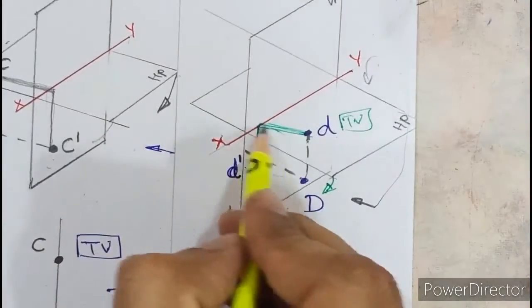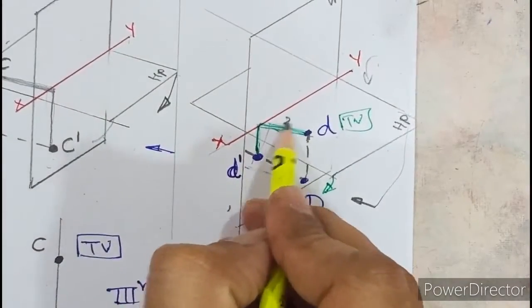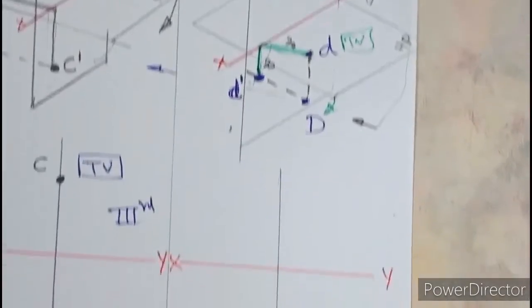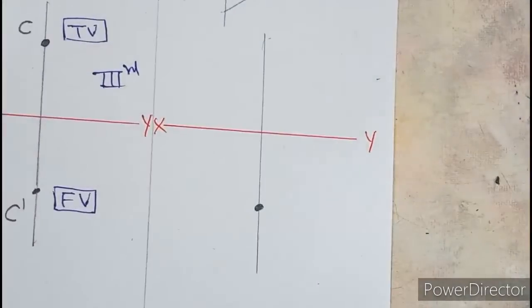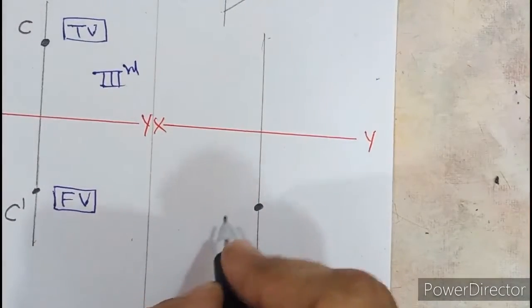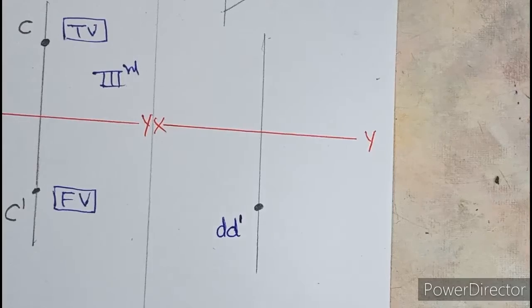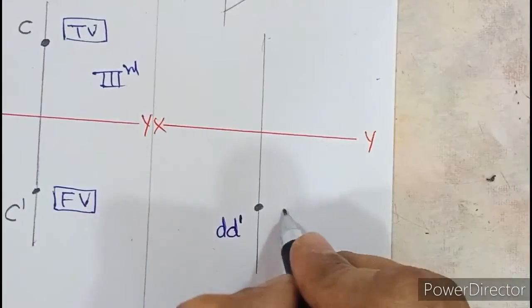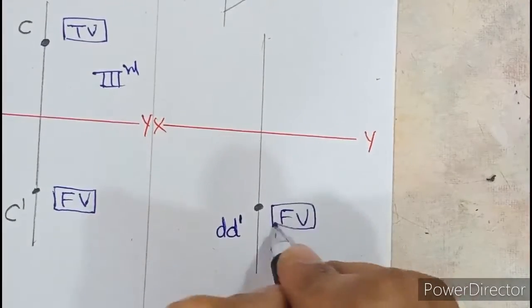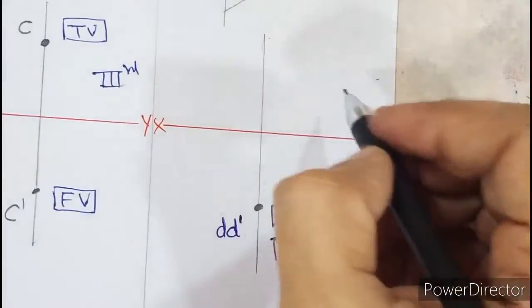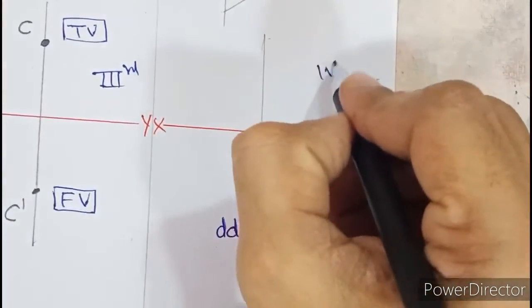Now suppose, assume that the distances are the same. D and D dash are at the same distance, 20 each. So when you turn, D and D dash will overlap. So in this diagram, how to write D and D dash? Right below and on the left side, like this. So this is the fourth quadrant where front view and top view both are below.